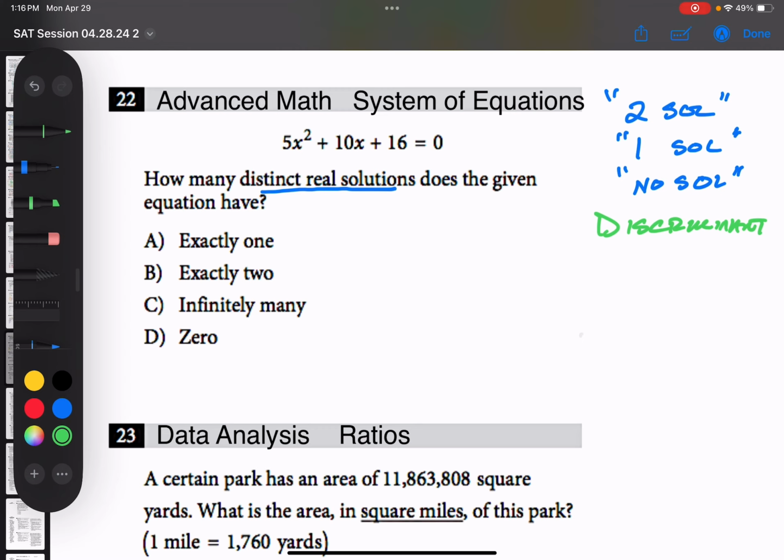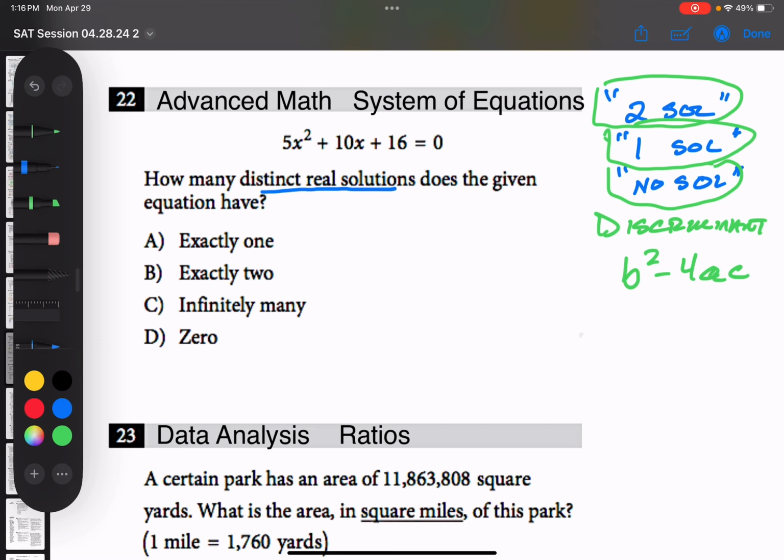Remember your quadratic formula: within the radical, you have b squared minus 4ac, your discriminant. Now, in this question, they're asking how many distinct real solutions does the given equation have? Whatever answer we get, we're either going to get 2 real solutions, 1 real solution, or no real solutions. But how do we figure this out?